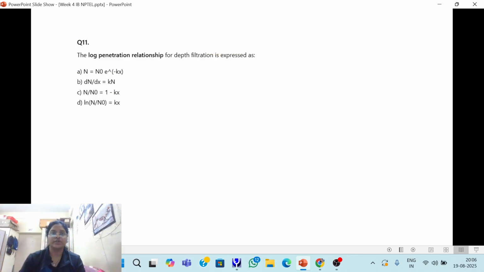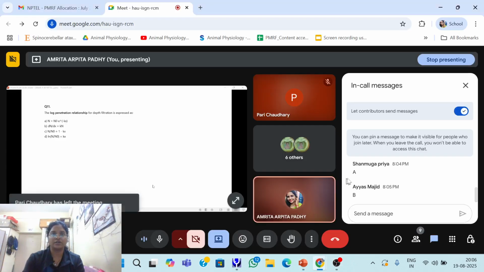Moving on to the next question: the log penetration relationship for depth filtration is expressed as. These are the formulas given. Start answering, which is the correct formula according to you.